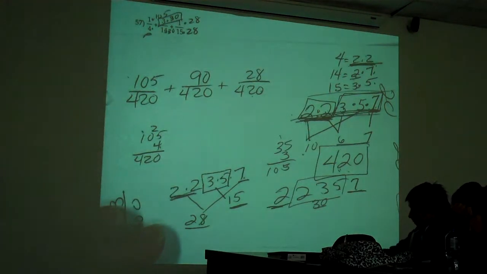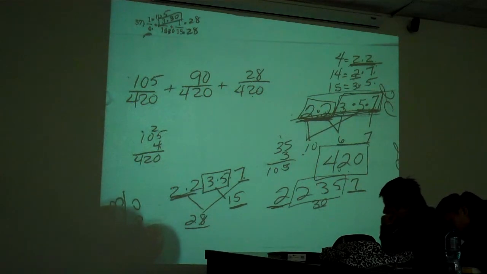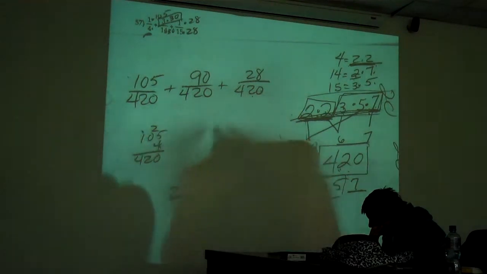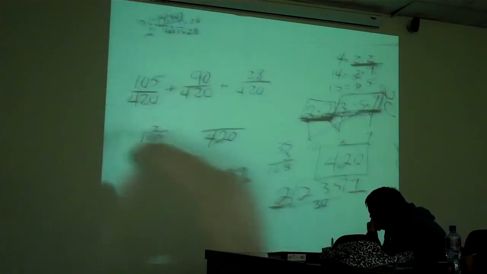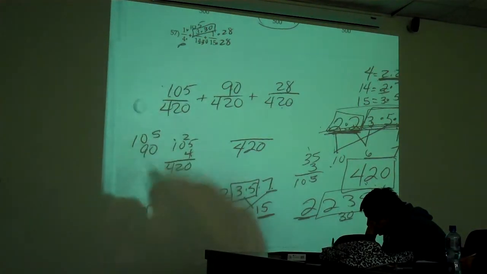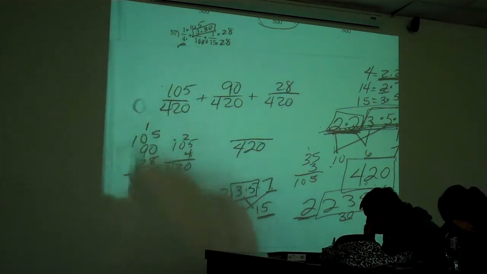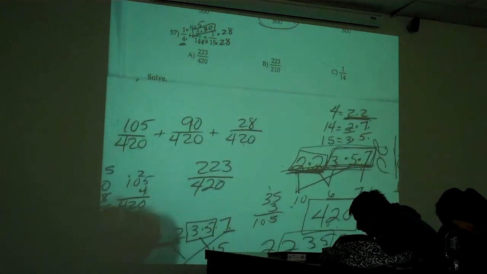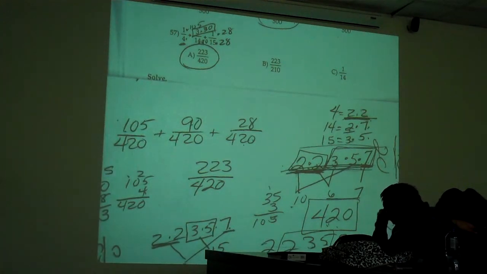Now we have a common denominator of 420. It's a long one, huh? Okay, so 420 is the bottom. Add all the tops. 105 plus 90 plus 28. 223 over 420. Okay?